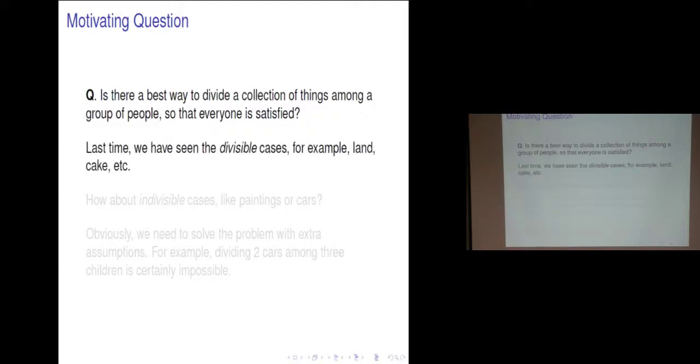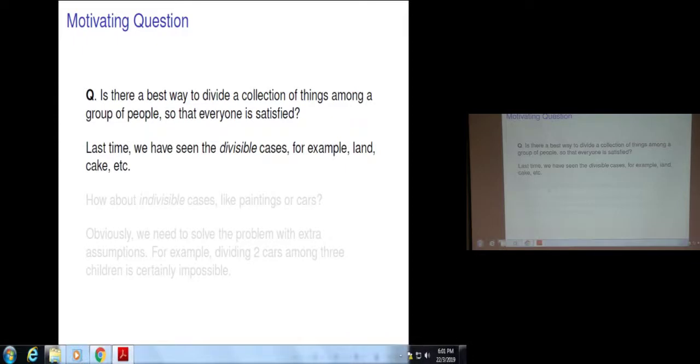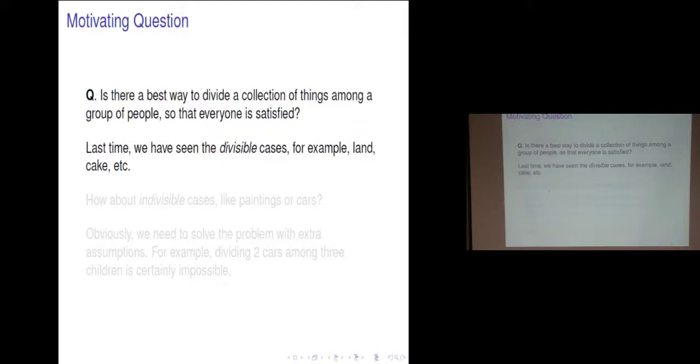Last time we have seen several algorithms. They handle something we call the divisible case. Divisible means the object you want to divide can be chopped into tiny pieces, so you can cut it whatever way you want. The typical example is cake. They always use cake. Somehow cake is easy to cut, and maybe you can put it back and cut again. That's a divisible case.